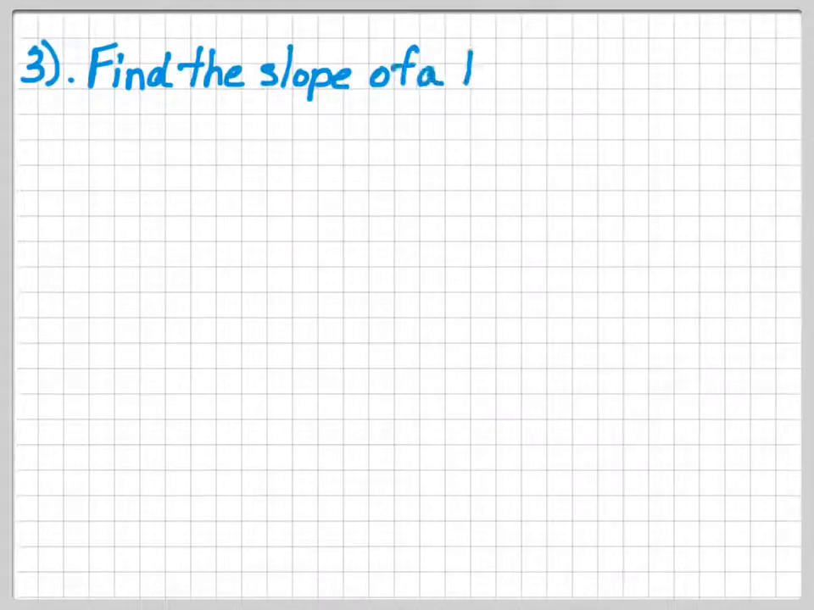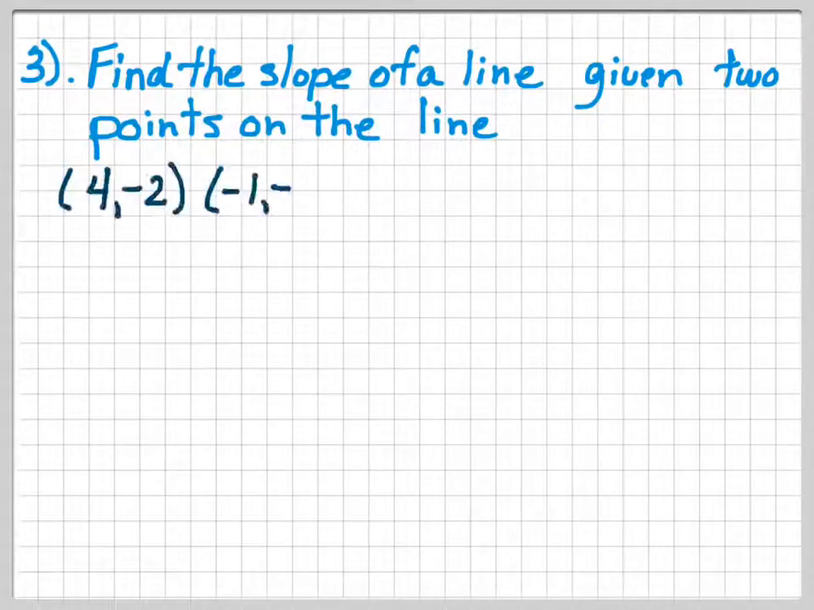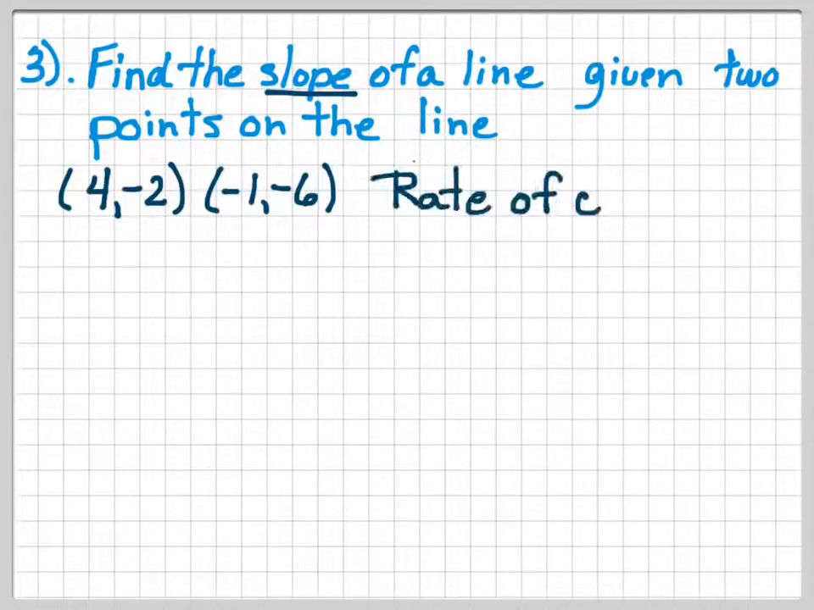Okay, the next one is find the slope of a line given 2 points on the line. And you've been doing this since the very beginning of Algebra 1. So if I have 2 points, (4, -2) and (-1, -6), first of all, I want to reiterate that slope is rate of change. Rate of change, how fast things are changing, how fast that line is moving up or down.